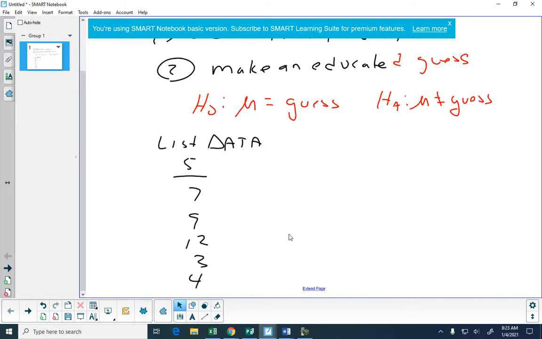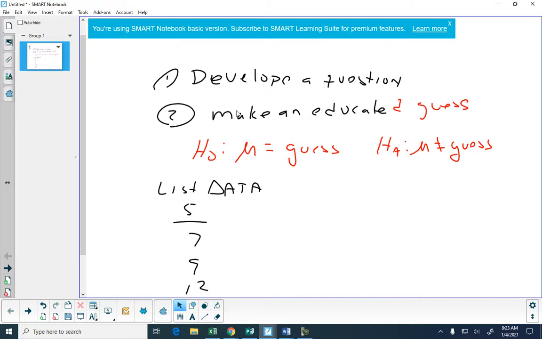The more data points you have, once again, law of large numbers, the better off you're going to be. But the key idea as you go through this is to develop the question and then make the educated guess. That guess is what we are going to test. So don't gather your data first and then make an educated guess about what we are studying. Develop your question, make the guess, then gather the data.